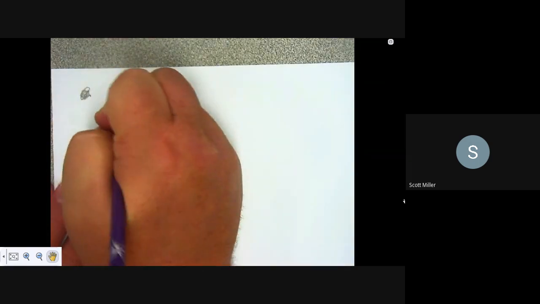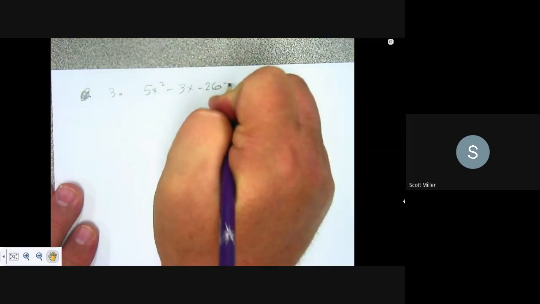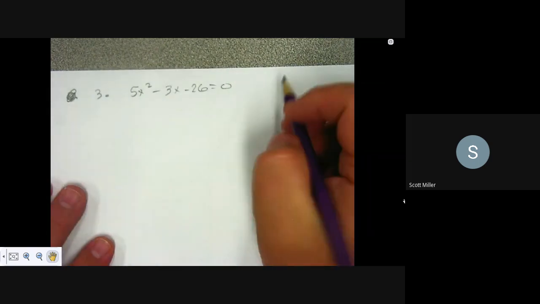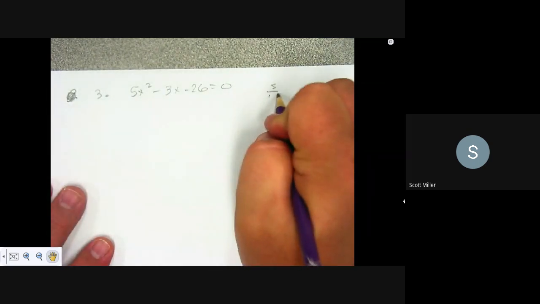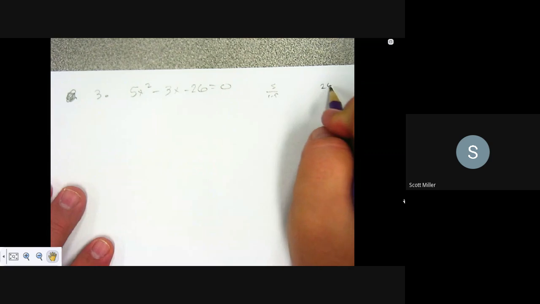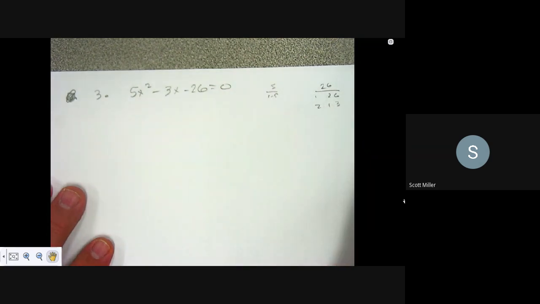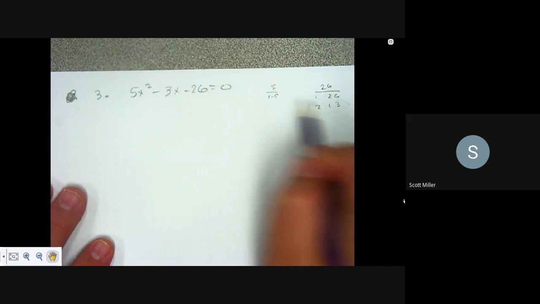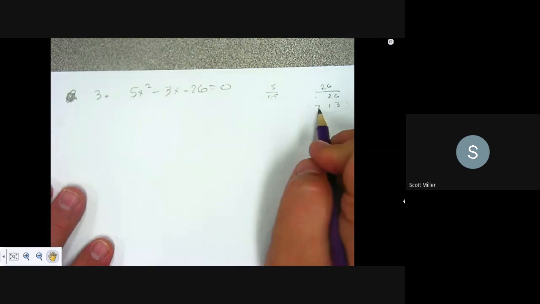So I'm going to do this one right here. Number 3. I have 5x squared minus 3x minus 26 equals 0. So we're going to try and factor this out. Hopefully it does. So we got the factors of 5, and then the factors of 26, 1 and 26, 2 and 13. Okay, we have to figure out a way to get to negative 3. I'm looking at this pair right here and this pair right here. I'm going to do the 5 and 2 is 10.